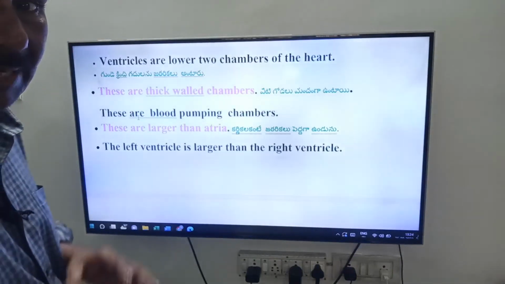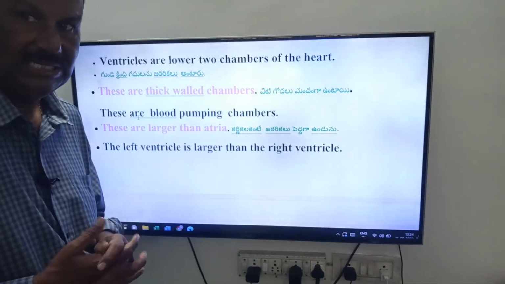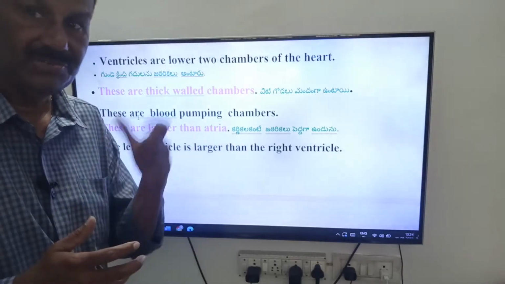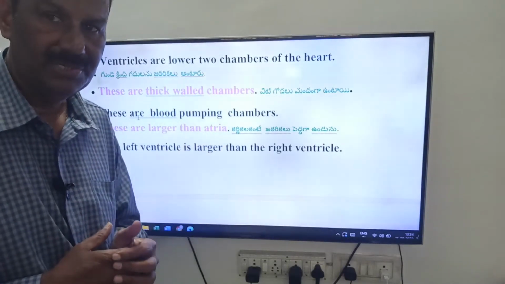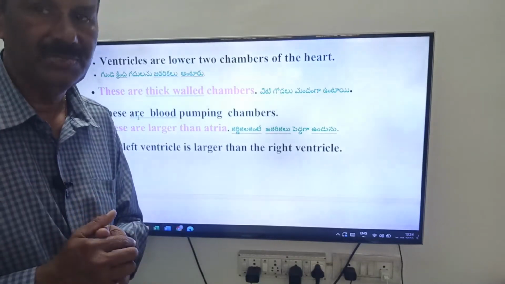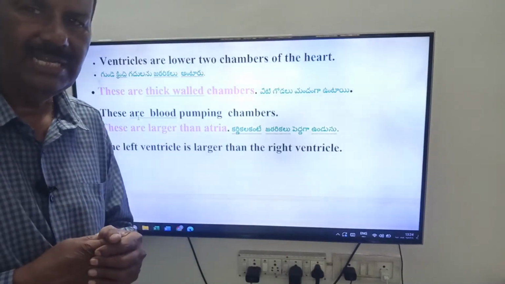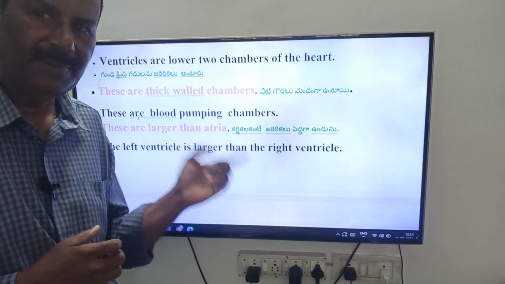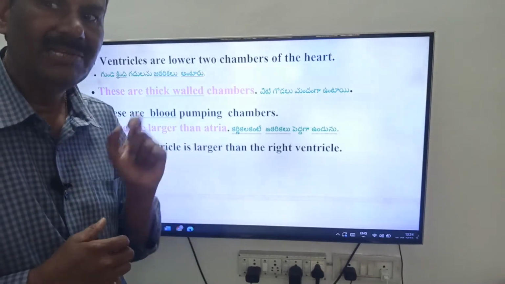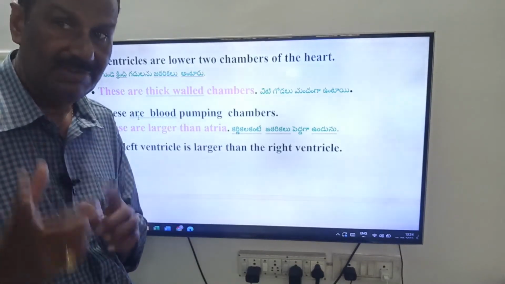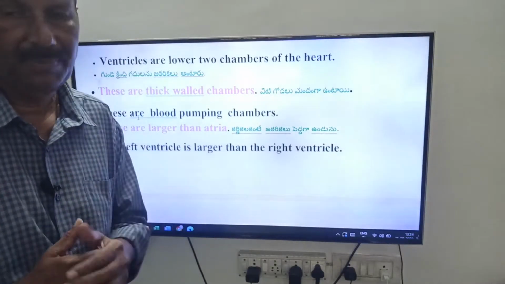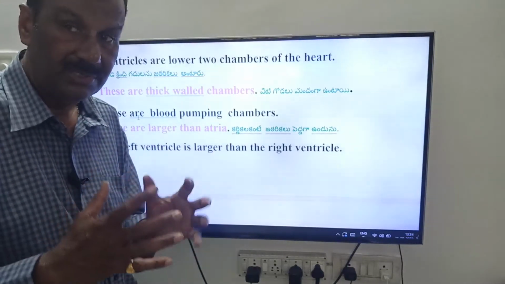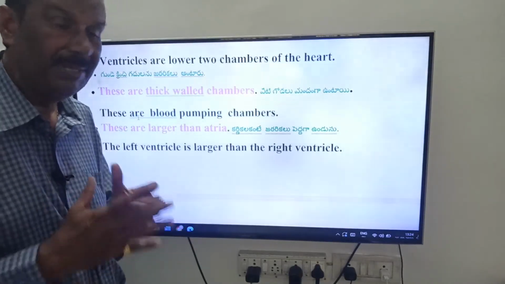These are blood pumping chambers, friends. You know, friends, atria are the blood receiving chambers. Ventricles are the blood pumping chambers. They pump blood to various body parts, friends. The right ventricle has impure blood and pumps it to the lungs, whereas the left ventricle has pure blood and pumps it to the various body parts. So, what are ventricles, friends? They are blood pumping chambers.